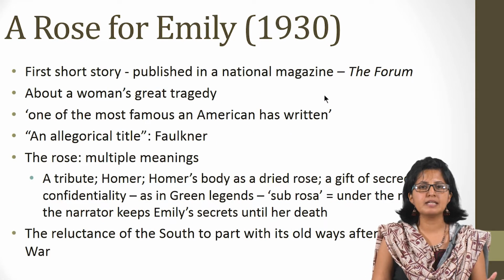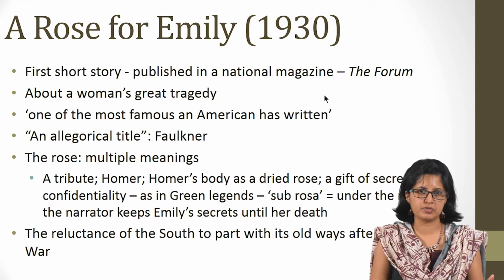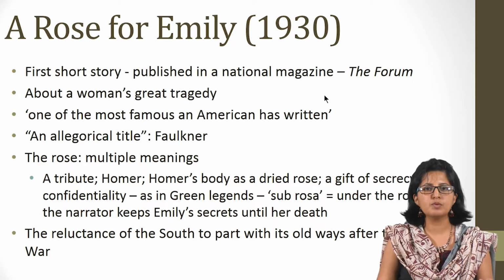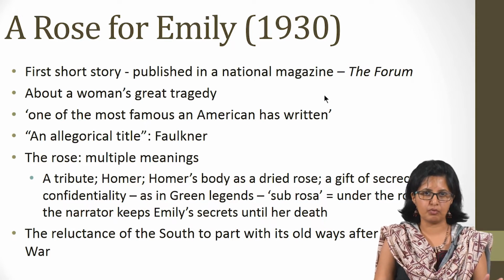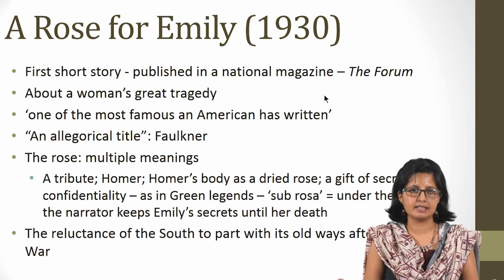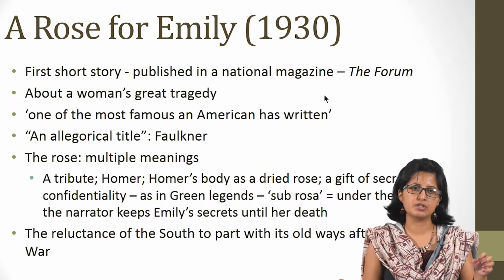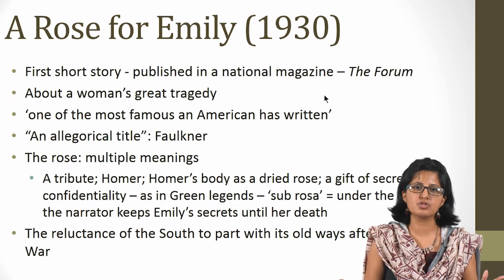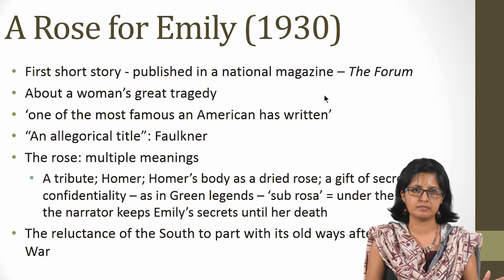A Rose for Emily is a 1930 short story. This was the first short story written by Faulkner, and it was also published in a national magazine titled The Forum. The story is about a woman's great tragedy. As the title implies, it is about Emily, and it's considered that this short story is one of the most famous an American has written.